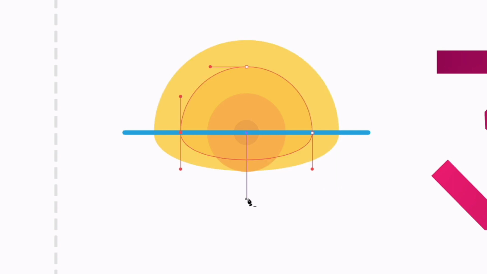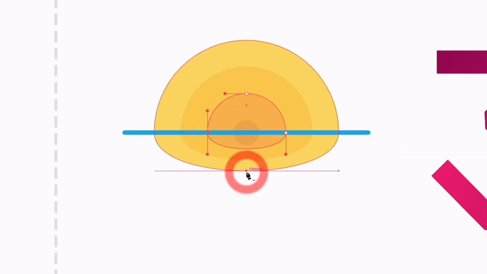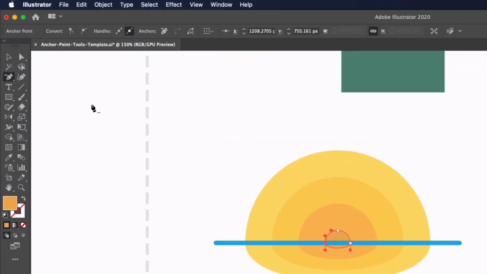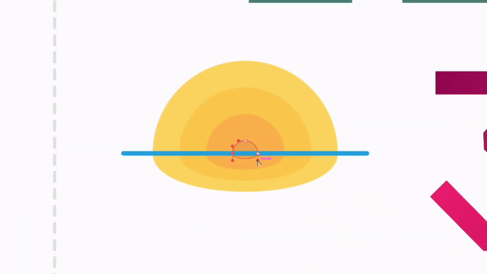So just clicking once, you'll notice if I click on a path without an anchor point, it's not going to work. So it has to be an actual anchor point. And lastly, this middle circle. So to get rid of the curvature, we need to then switch to our anchor point tool. That sits beneath the Delete Anchor Point tool, and the keyboard shortcut is Shift C. And where we have curve handles, this is where we can use this tool.